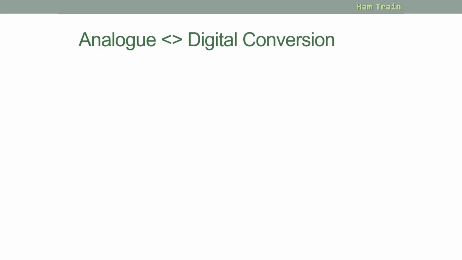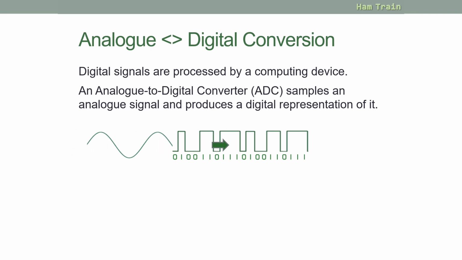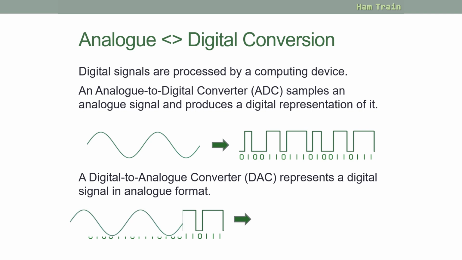So we've seen the difference between the analog and the digital signals, and there is something called an analog to digital conversion process. Digital signals are processed using a computing device of some kind. An analog signal, pictured here, can be converted to a digital signal using something called an ADC, an analog to digital converter. And you can go the other way, digital to analog, DAC. So digital signal here, you can see the noughts and ones, converted to an analog signal. Fortunately, that's all you need to know about signals at this point.